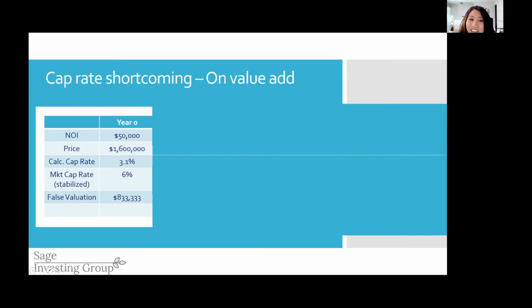So now, if you know that the deal has potential, and perhaps you know the current rents are super low and the expenses are super high, and you're able to execute a business plan that can improve the NOI with a pretty high confidence.